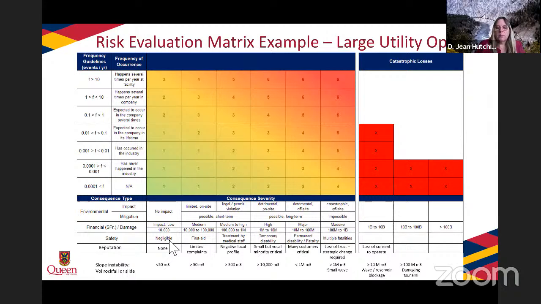The other really important component of this is shown to the right, where you see catastrophic losses in those categories. And those are situations where the risk is too large, and in those cases, the utilities would be decommissioned. And those correlate to things like loss of consent to operate.